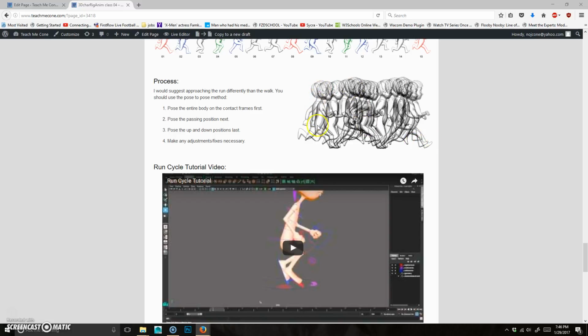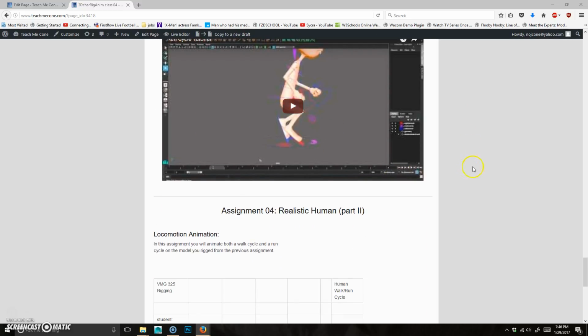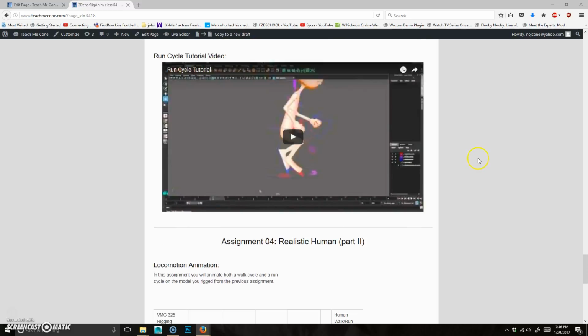So that's going to mean that things are more extended, which means that when you're animating, there's more likelihood that something's going to get twisted or inverted. It's more likely to have issues when you're doing the run cycle. It's also off the ground. There's a lot of things. Okay. So here's a run cycle tutorial. So basically, that's that.